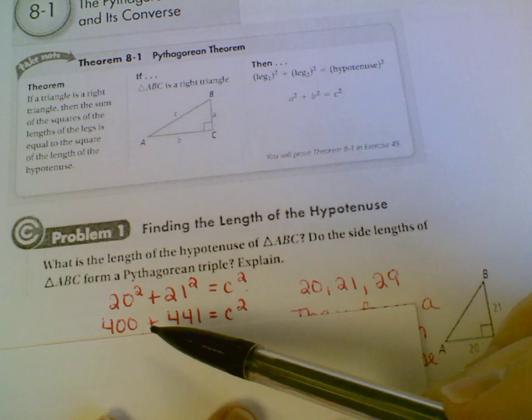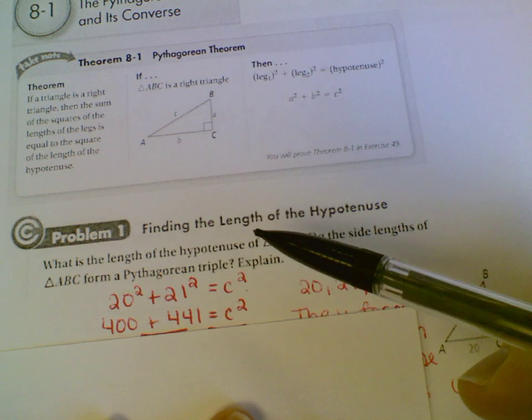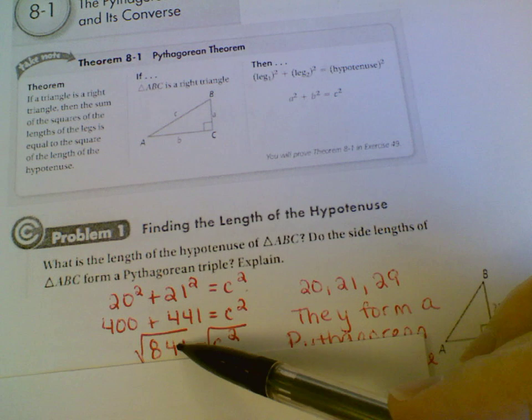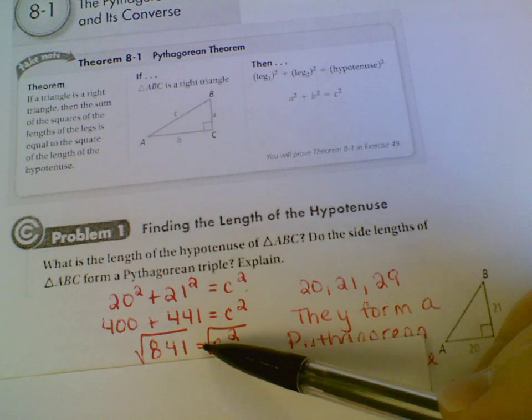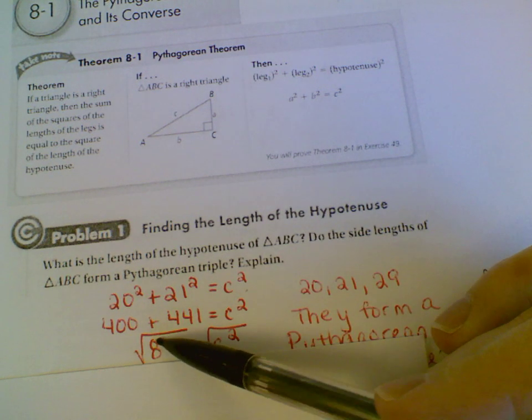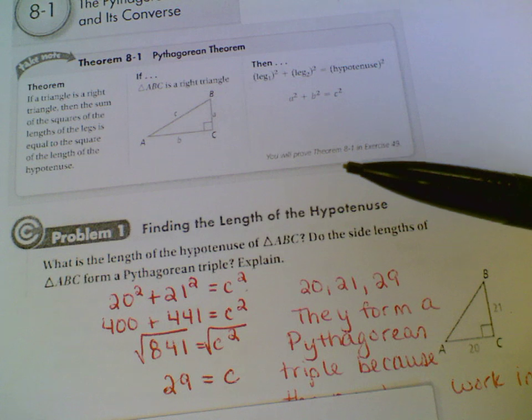Then I would go ahead and square them. So 20 squared is 400, 21 squared is 441. I would add those two together and get 841. And then to undo a squared, I want to do the square root. So I would do the square root of 841, and it comes out nice and even as 29.